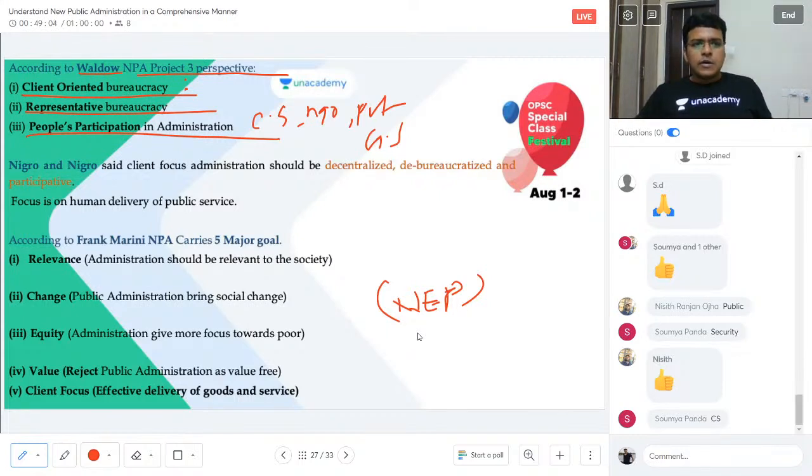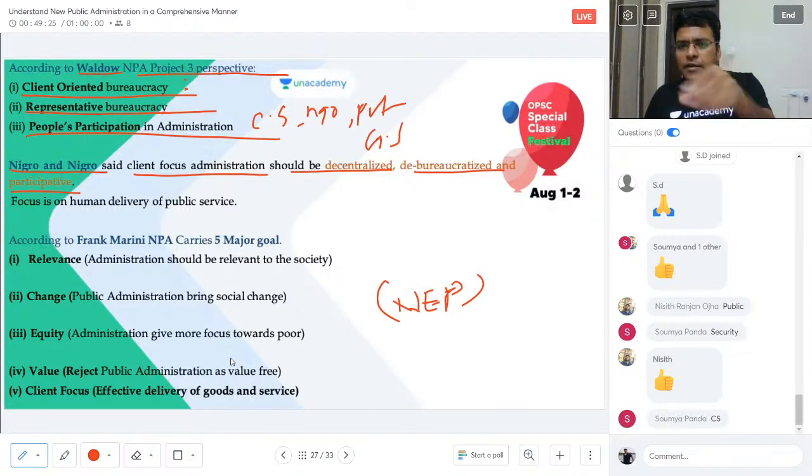Okay. So client-oriented bureaucracy, representative bureaucracy, and people's participation in administration. These are the aims of the New Public Administration. After the Minnowbrook conference, it said client-focused administration should be decentralized, debureaucratized, and participative. Same thing. Client-focused administration means you, the administrator; the client is the citizen. So the administration is focusing on the client, that is, the citizen. It should be decentralized. A centralized administration cannot give proper focus to the client or citizen. So it must be decentralized.